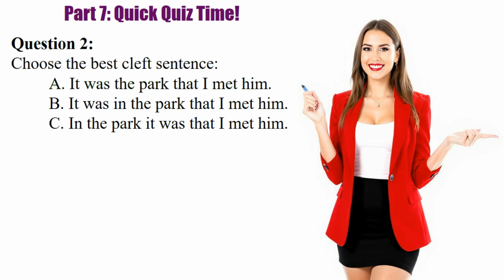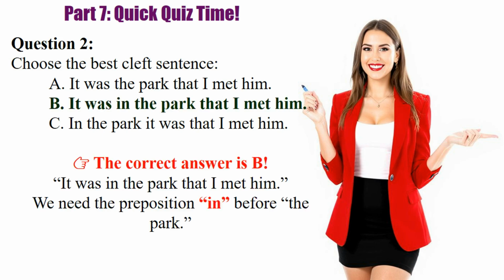Question 2. Choose the best cleft sentence. A. It was the park that I met him. B. It was in the park that I met him. C. In the park it was that I met him. The correct answer is B. It was in the park that I met him. We need the preposition in before the park.